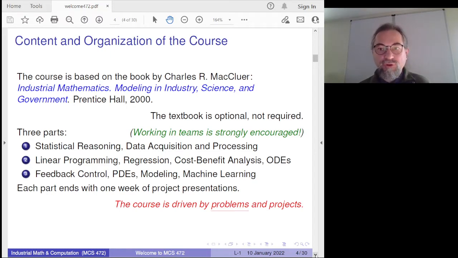So that's our first milestone. If you look at the list of topics and the syllabus that's posted at the course website, you will see that there are 3 weeks that are blocked off for project presentations. So the first project will be on describing data. And this explains why we start with statistics.